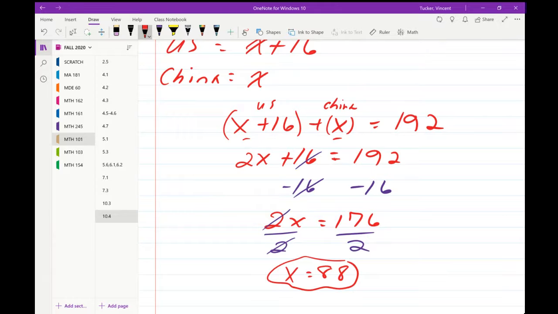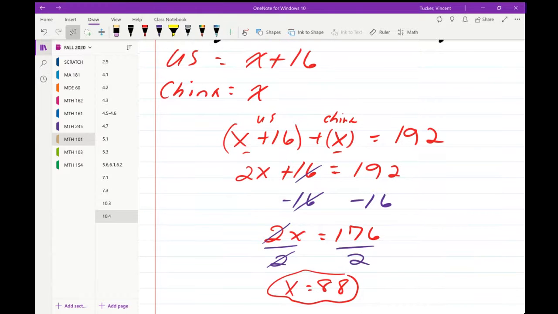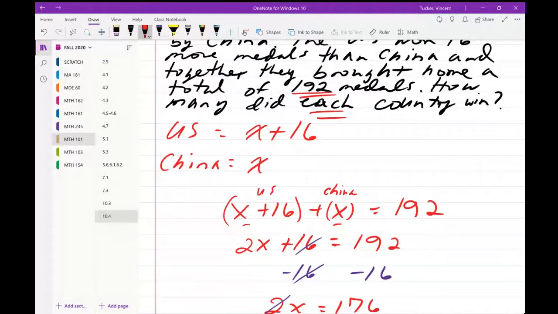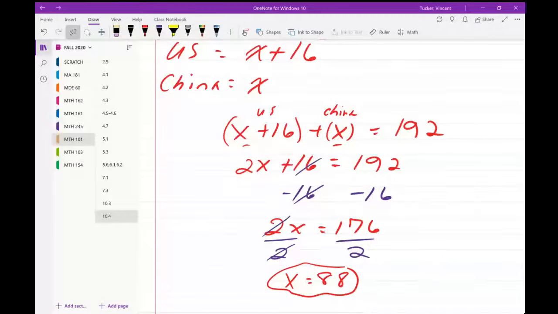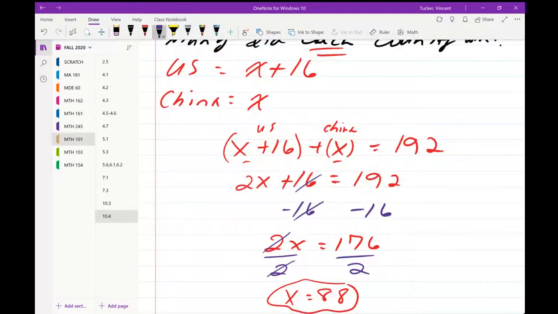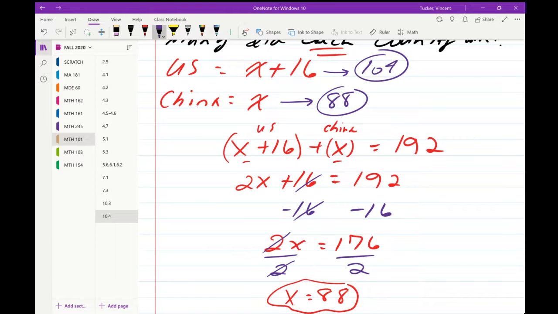Once again, they didn't ask us just for one. They asked us for each. So X is equal to 88. You can go back. That means China had 88 medals. And then 88 plus 16 will give us 104. Or we could have taken that 88, subtracted it from 192, still get that 104.